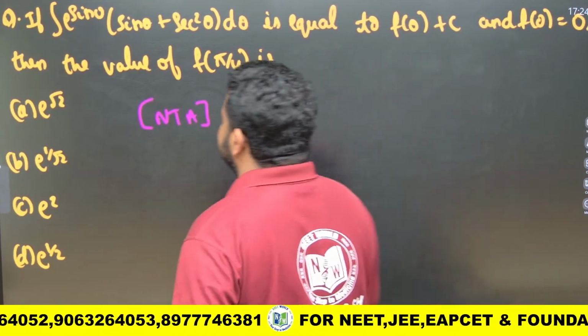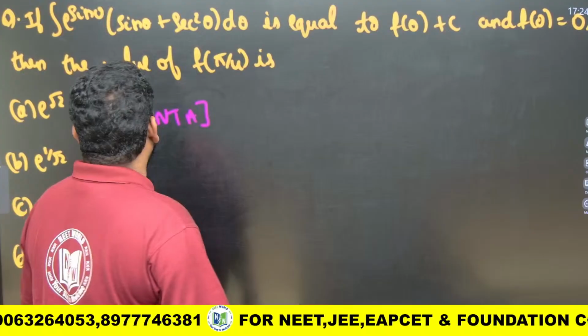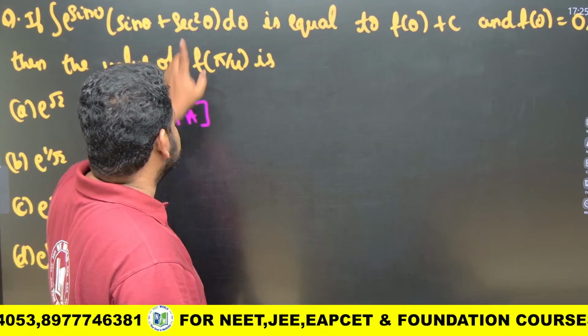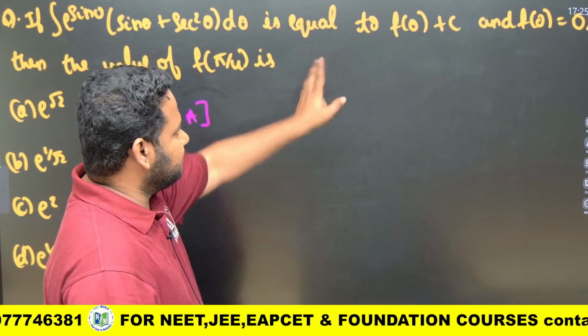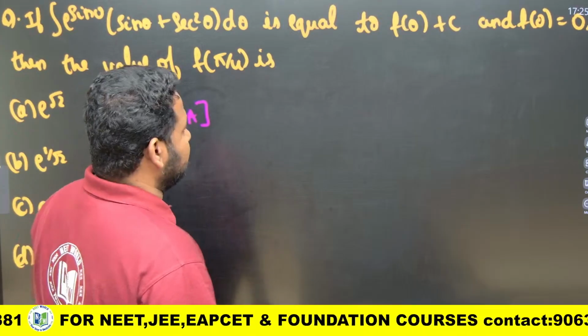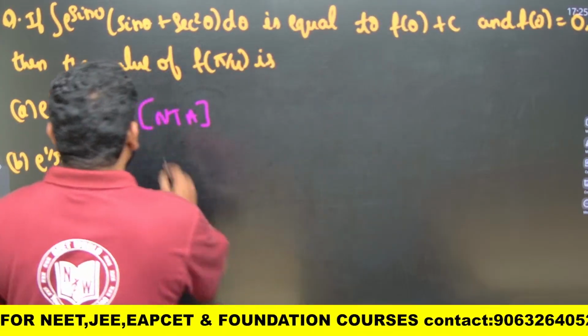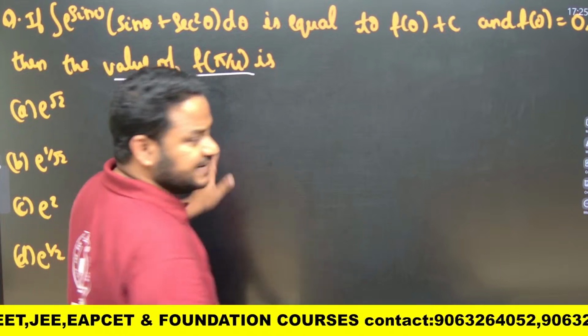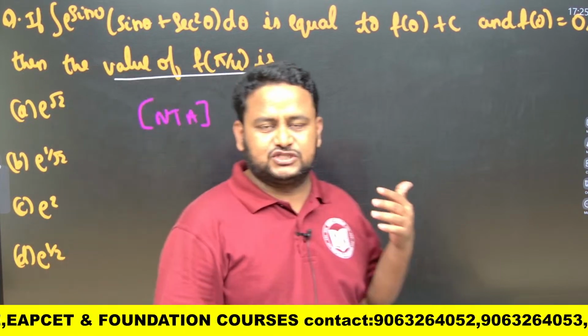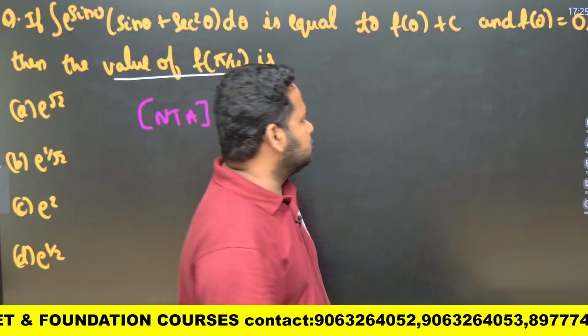Look at this. They have given: if integral of e power sin theta into (sin theta plus secant square theta) d theta is equal to f theta plus c, and f of 0 is equal to 0, then the value of f of pi by 4 is what? This is an NTI question. So how to solve this question?